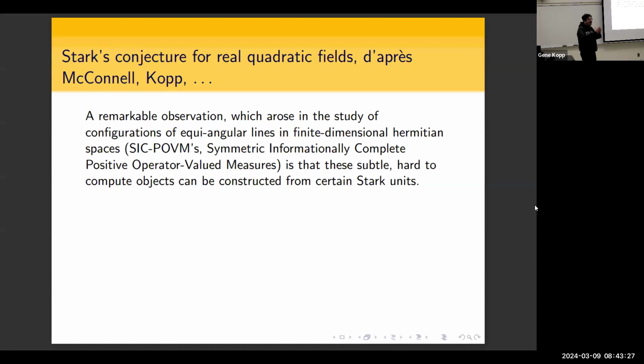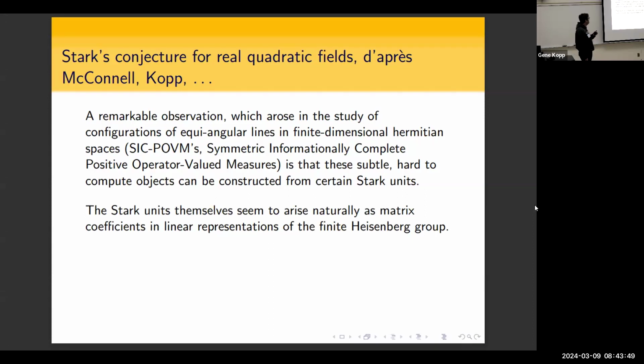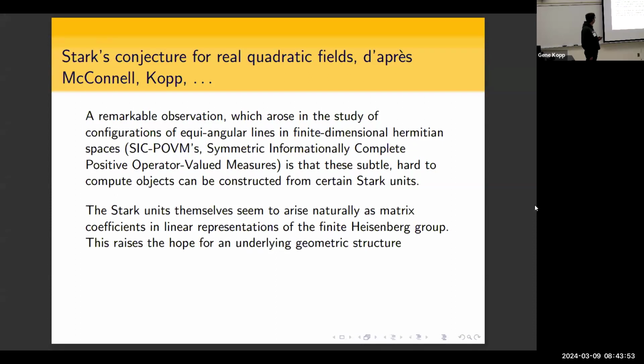You try to find D squared lines where the pairwise angles, their absolute values, are equal for all pairs of lines. And it turns out that these configurations can be found, but when one tries to find them, one finds that there emerge in the study certain Stark units, the Stark units in the abelian extensions of real quadratic fields. And they arise somehow as matrix coefficients in certain linear representations of the Heisenberg group. So this was a study by people like Gary McConnell, and then Jean Kopp has done wonderful work in this direction. And I think it raises hope maybe for an underlying geometric structure that would give an independent definition of the Stark units, which one could then hope to maybe relate to these L functions, and maybe this is still a dream, but may try to prove something unconditional towards Stark's conjecture.